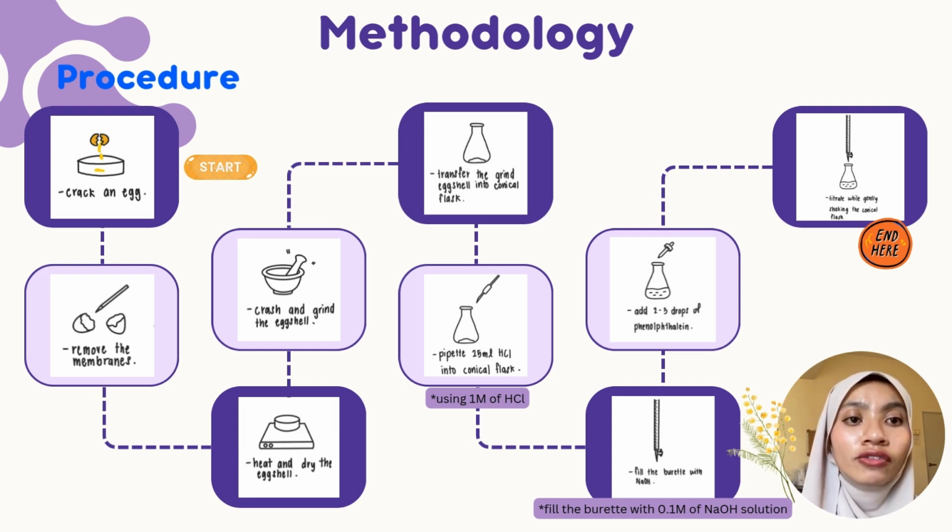25 ml of HCl is pipetted into each conical flask and let it sit for a few minutes. Then the burette is filled with 0.1 molar NaOH. 2 to 3 drops of phenolphthalein are added to the HCl solution.